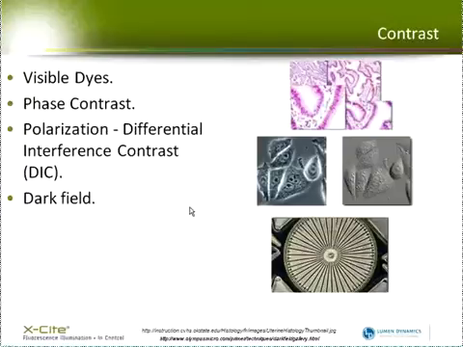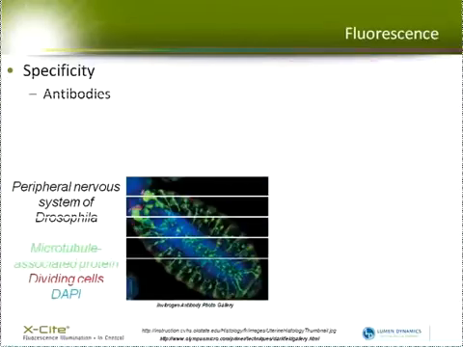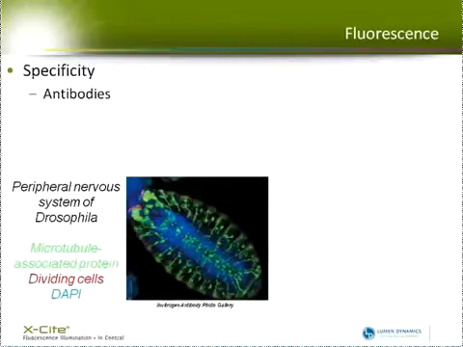So the main problem with these technologies is that they lack specificity. So they're very good if you want to see the shape of your cell, the morphology of your cell, how fast your cell is moving, how many cells you have. But if you want to know something about your protein of interest or what's going on with your probe in the nucleus, then these techniques don't provide you that information. So in order to do that, you need to move to fluorescence.